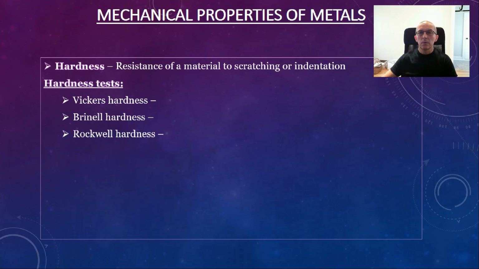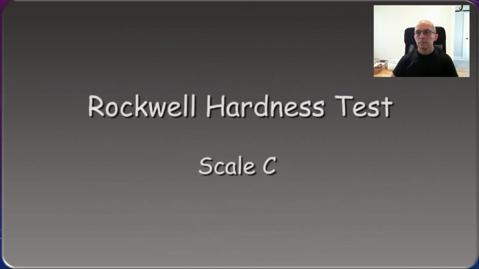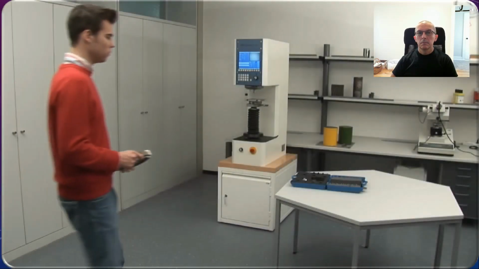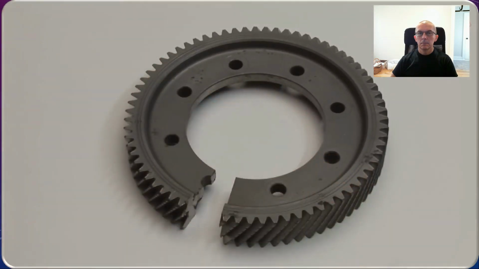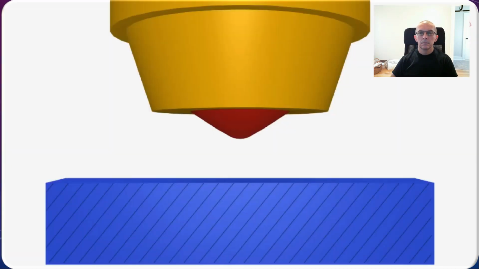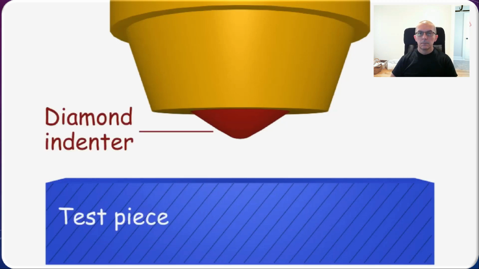Next is the Rockwell hardness test. The Rockwell hardness test, scale C. In this video we will show how the Rockwell hardness test works using a gear wheel. The basic idea of this test method is to measure the permanent depth of indentation of a hard indenter under a test force. In the process variant scale C, a rounded cone made of diamond is used as an indenter.